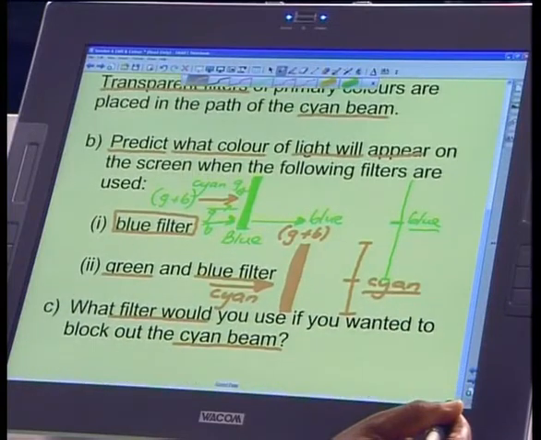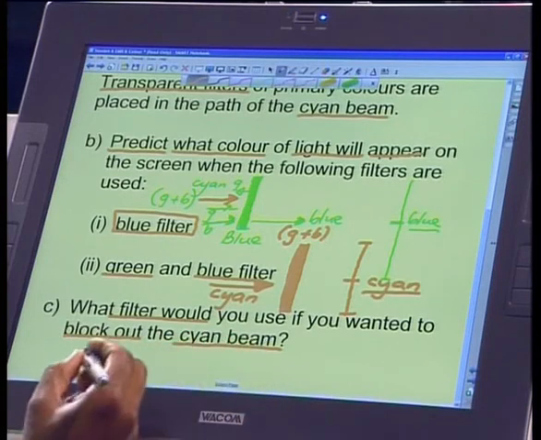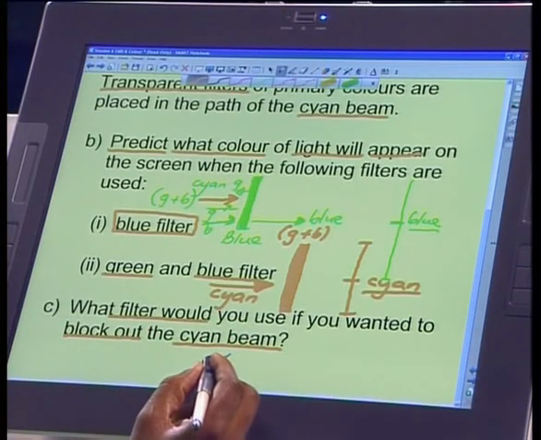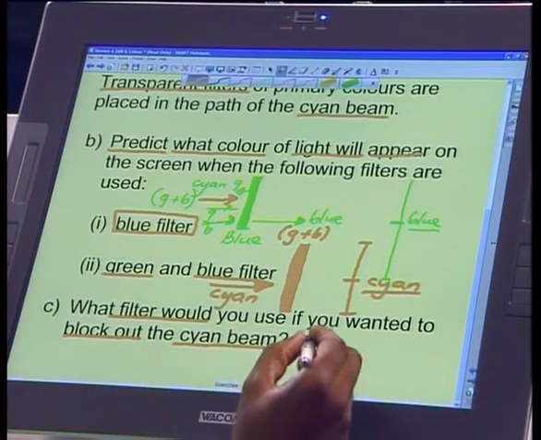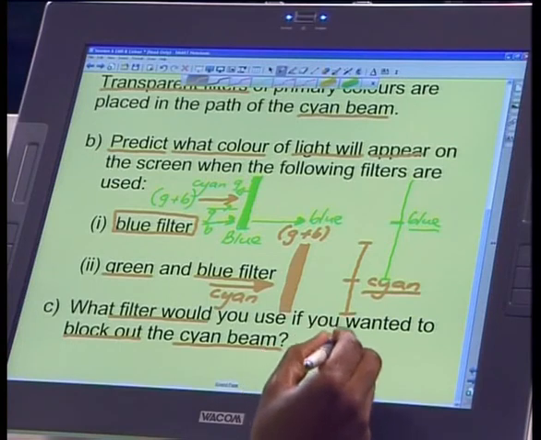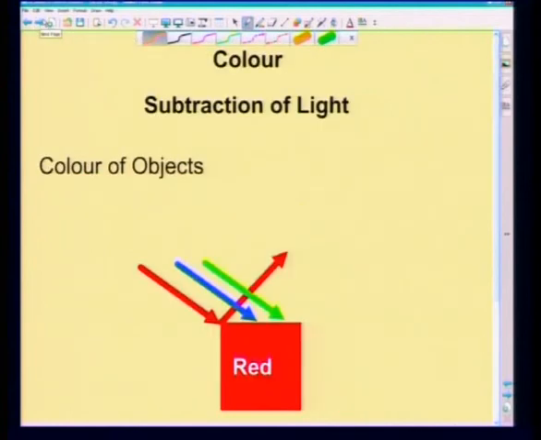The filter we're going to use to block out the cyan beam completely so that we don't see anything on the screen, we see black. What is going to happen is we're going to use a filter made up of red color, because the red color is not going to allow green to pass through. It's neither going to allow blue to pass through. So that's what we're going to do. We're going to use a red filter to block out the cyan completely.